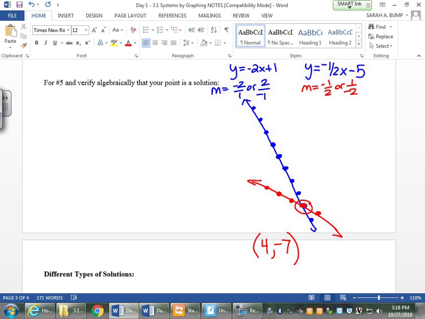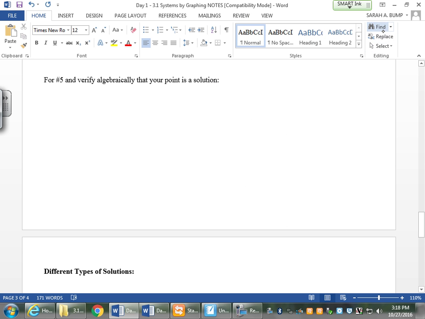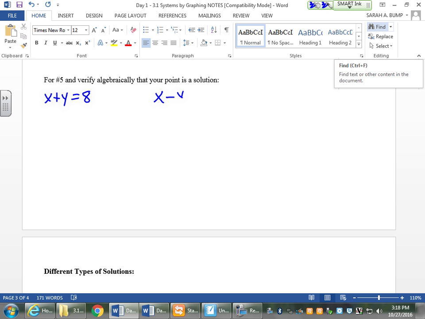So my first equation, clear this out so we can finish taking the notes. Our first equation in number 5 was x plus y equals 8. And our second equation was x minus y equals negative 2. I'm using the original equations, and I'm going to check our answer of 3, 5, which is an x and a y value. So we're going to sub those in for x and y, and you just simplify each side to see if they are balanced or equivalent.